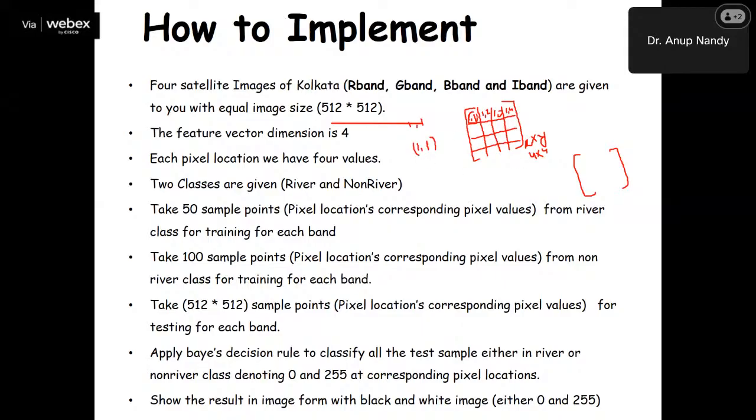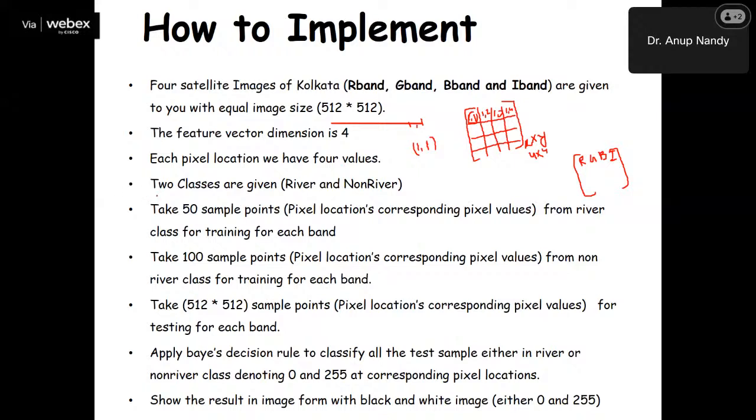For the 1, 1 pixel location, you get the R-band value, the G-band value, the B-band value, and the I-band value. For each pixel location you get these 4 different values. For 1, 2 you also get these 4 different values, and for 1, 3 as well. That's why at each pixel location you have 4 different values. So in total you have 512 into 512, and the dimension will be 4 into 512 into 512, but at each pixel location you have 4 different values.